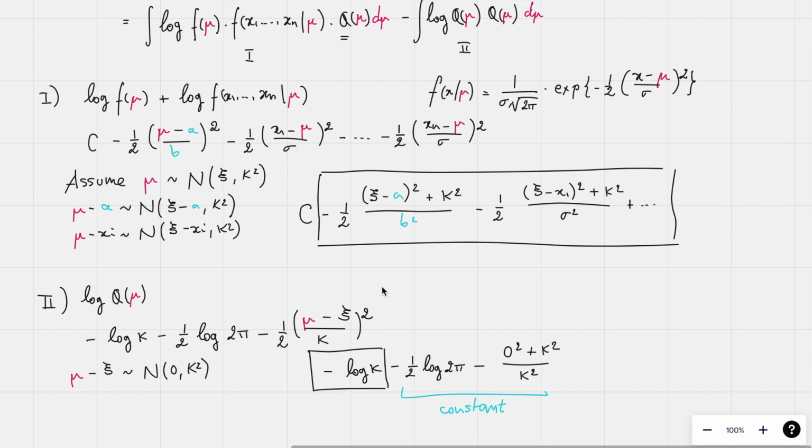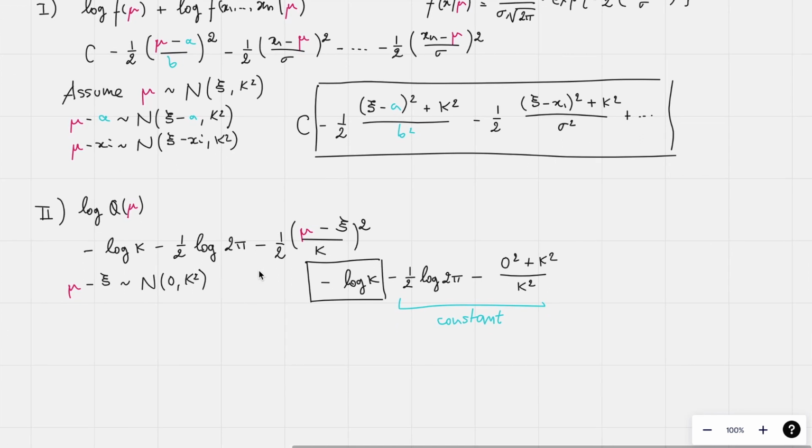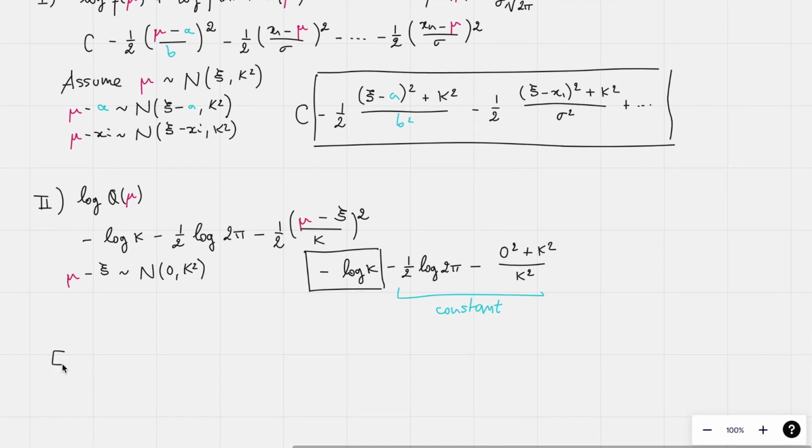So this says that in the end, the ELBO is term 1 minus term 2, and we obtain that this is equal to that term which is here, so minus 1/2.